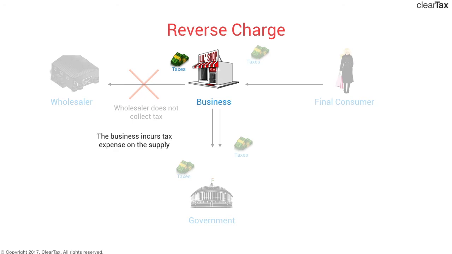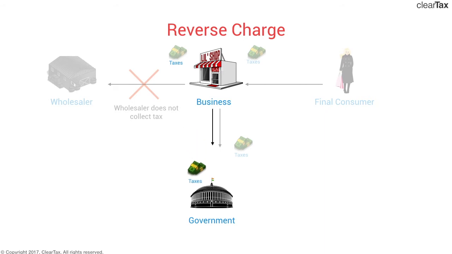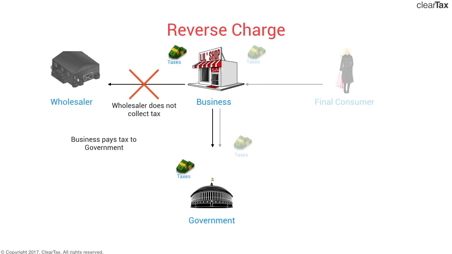But the business will have to incur tax expense on its purchases. How would this work? The business will have to calculate the tax on its purchases, and it is the business's responsibility to pay this tax to the government. Earlier, it was the wholesaler's responsibility to collect tax from the business and pay it to the government. In this case, it is the business's responsibility to pay directly to the government. The tax expense still remains with the business, but the liability to pay is also now on the business.